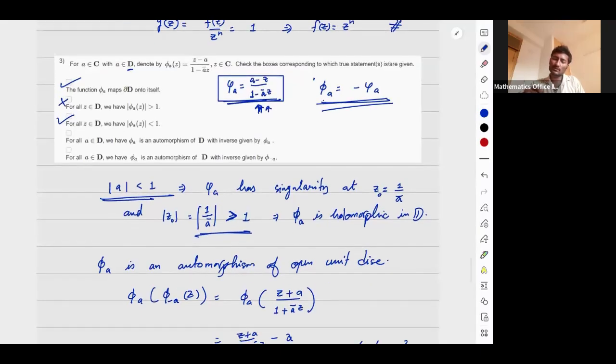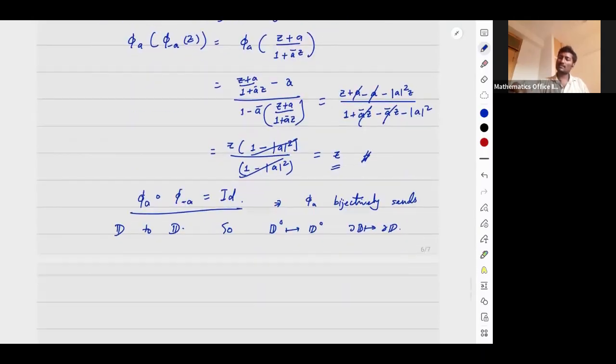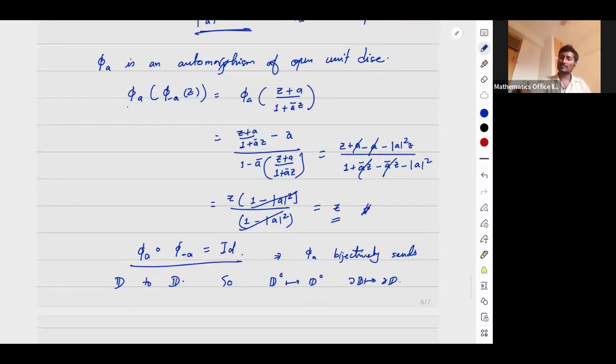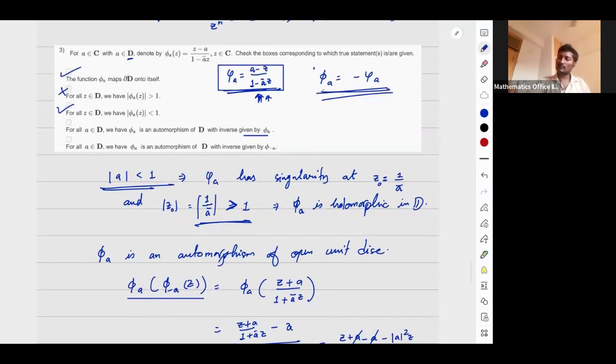Okay, for the fourth option, what we should do: AB was given by phi of A. We have just checked that the inverse of phi A is phi of minus A. So the last option is correct, and this is incorrect. Just checked.